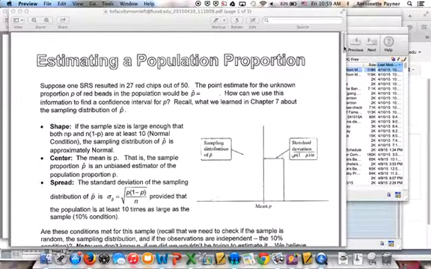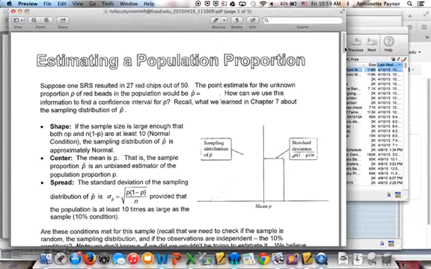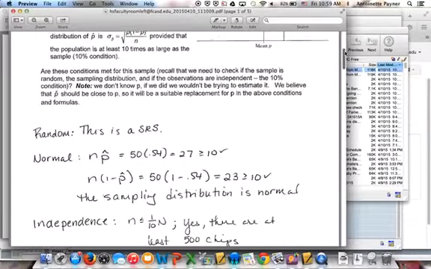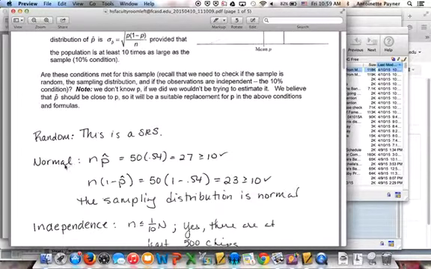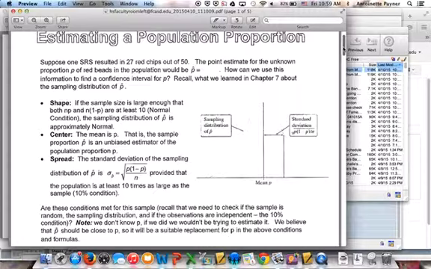When we do these confidence interval problems, we're going to want to make sure that we have met the conditions: random, normal, and independence. So, random. When I go back and look at this problem here, it is random. It says it's a simple random sample.